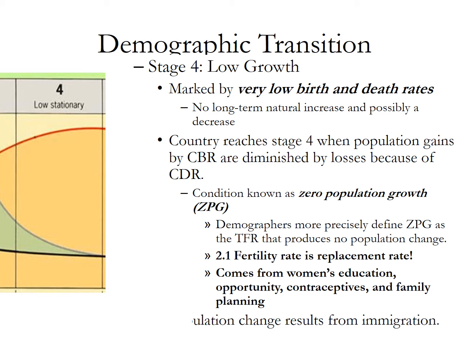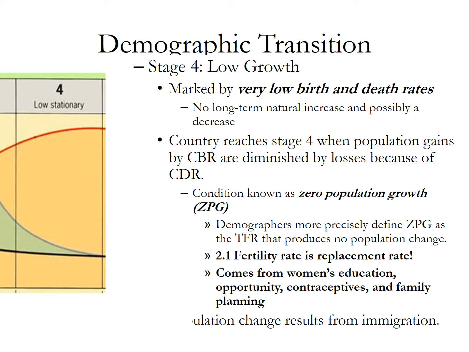Now, what gets these countries to have that crude birth rate so low, to have that zero population growth, to have that 2.1 total fertility rate? And it all comes back to women, right? Women's roles, the gender roles in society. When women are more educated, they get more opportunities. There's more education about contraceptives and more access to them. And this idea of family planning. These are all critical things in stage 4 to actually get there, right?